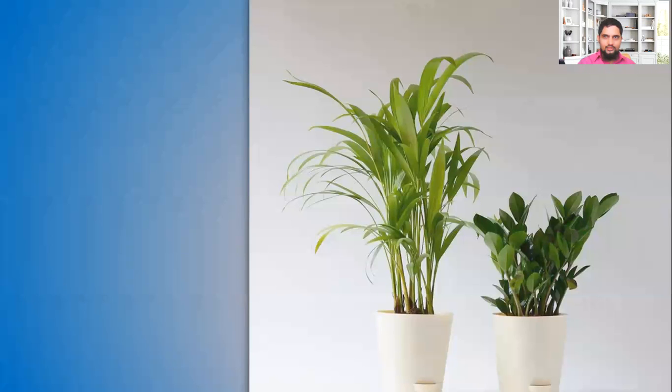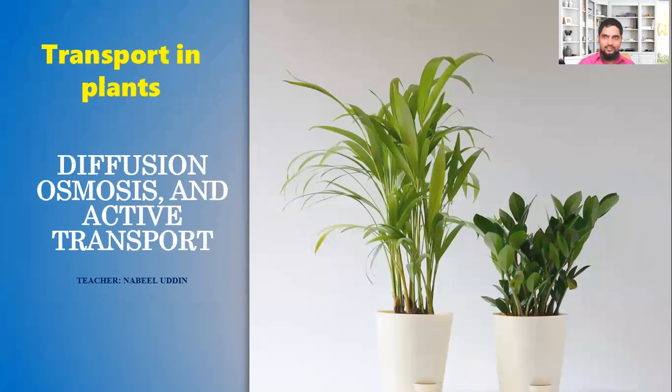All right, so welcome back. We have another lesson now, and that is based on transport in plants, or movement of substances, or movement of molecules from cells to cells. So we're looking at diffusion, osmosis, and active transport.